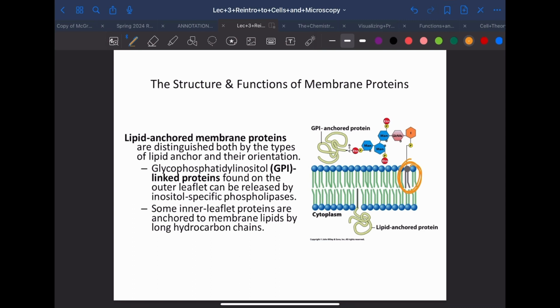Glycosylphosphatidylinositol, GPI, link protein, right? And so what it does is it's using the lipid and then this structure right here in order to hold on to the protein.